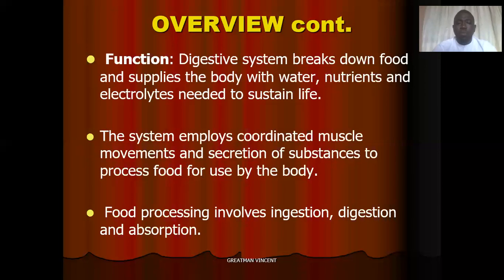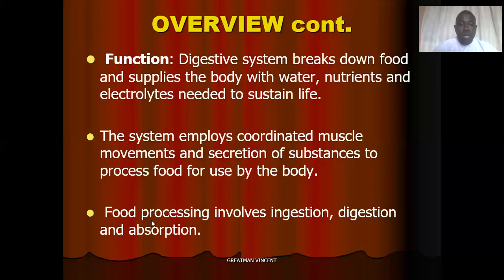When I talk of food processing, I'm talking about the process by which you ingest food and digestion takes place. After digestion, absorption also takes place so that the cells, which are the basic structural and functional units of your life, get the nutrients they need to carry out their day-to-day activity. So this is a simple process, and for the rest of our time, we're going to focus on how this is done.